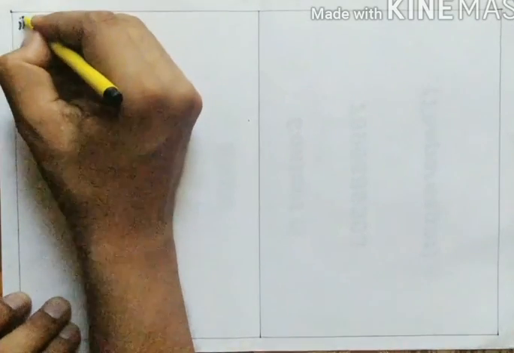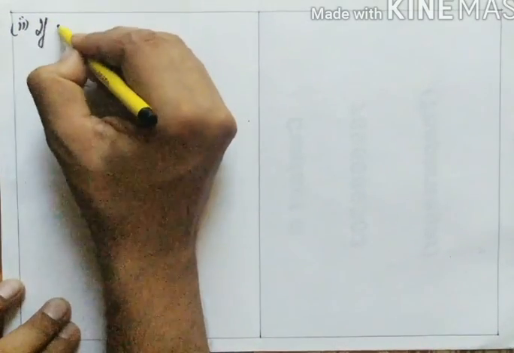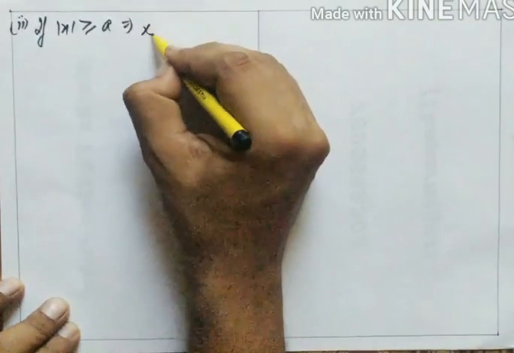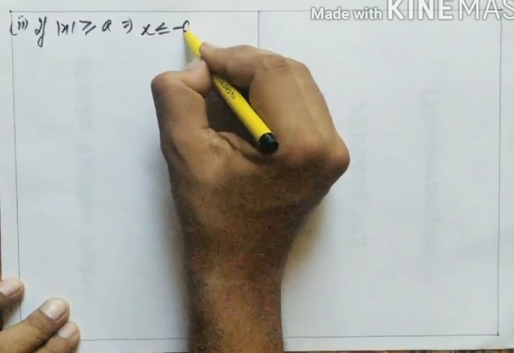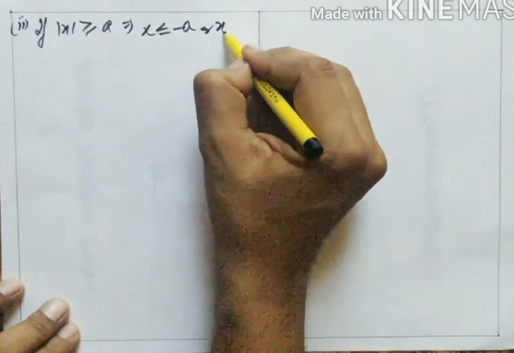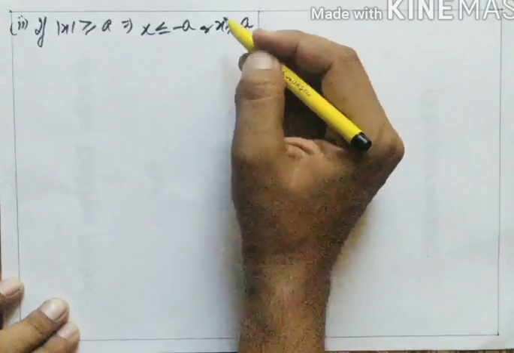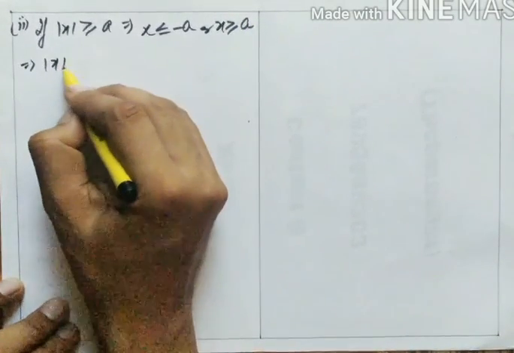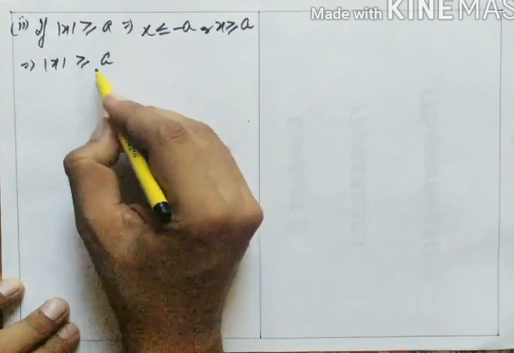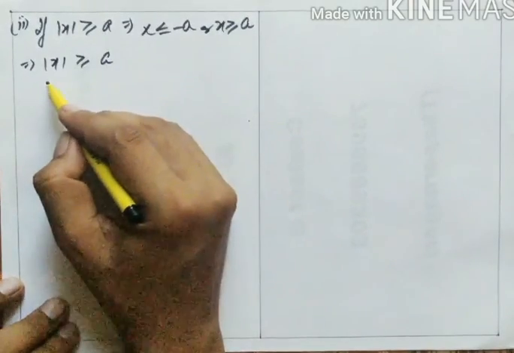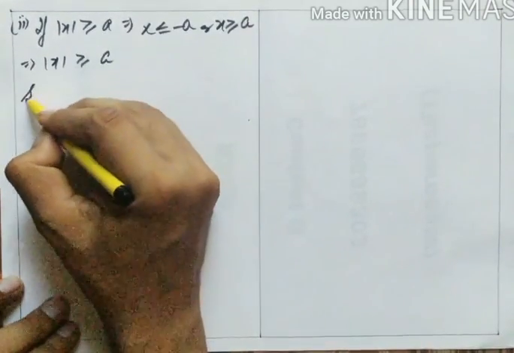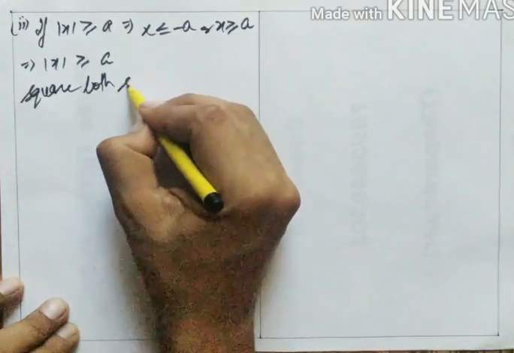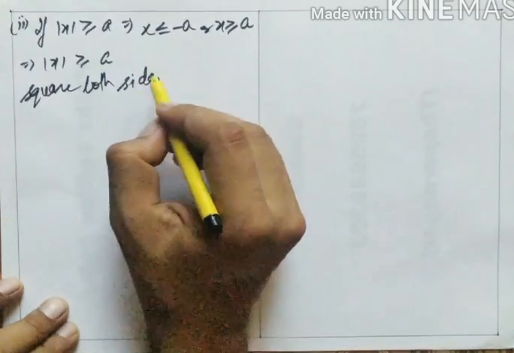The second part says if mod of x is greater than or equal to A, then this implies x is less than or equal to minus A or x is greater than or equal to A. Let's see how it comes. We have mod of x greater than or equal to A. Now A is positive and mod of x is also positive. So let us square both sides.